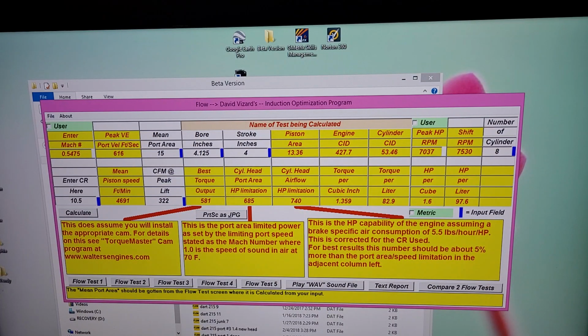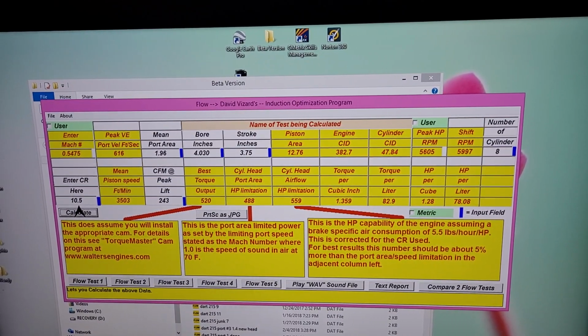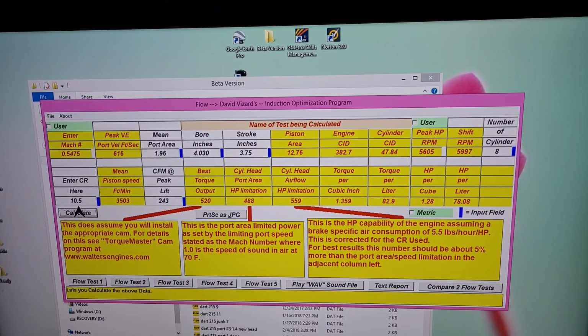I'm going to pause this, guys. Okay, guys, so mean port area is 1.96. Bore and stroke on a 383 is 4.030 by 3.75. Figure about a 10.5 compression ratio for the street. CFM peak as of right now is 243. Obviously, that doesn't take into consideration losses from the intake manifold.